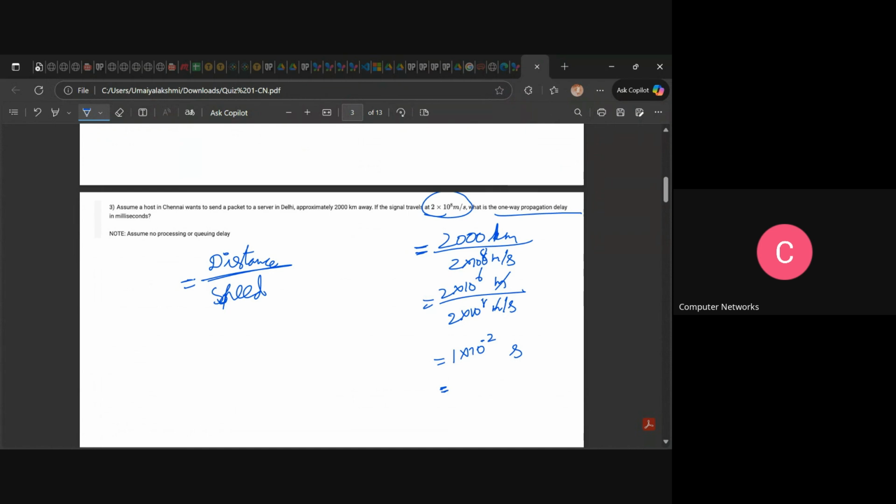Actually, I want it in milliseconds, which means multiplied by 1000, that is 10 to the power of 3. So what will we get? I'll get it as 10 milliseconds. Is it clear?